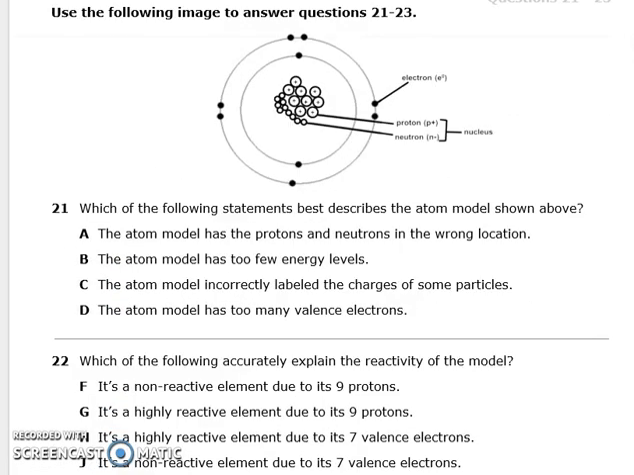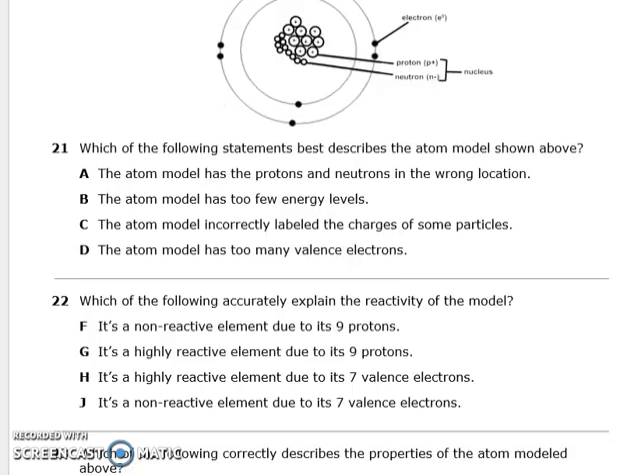Use the following image to answer questions 21 through 23. Number 21. Which of the following statements best describes the atom model shown above? A. The atom model has the protons and neutrons in the wrong location. B. The atom model has too few energy levels. C. The atom model incorrectly labeled the charges of some particles. Or D. The atom model has too many valence electrons.